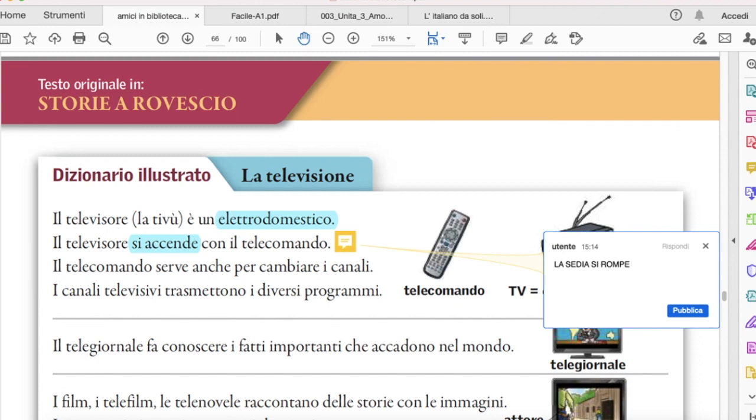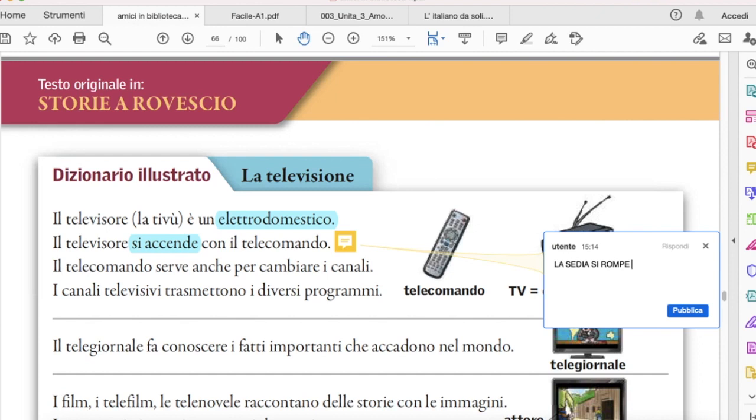Now, it is obvious that the chair cannot break itself, but because this action is ascribed to la sedia, and la sedia is the subject of my sentence, then that is the reason why rompere, which is a non-reflexive verb usually, will become reflexive. La sedia si rompe. Il telecomando, the remote, serve anche per cambiare i canali. Is useful also to change channels.